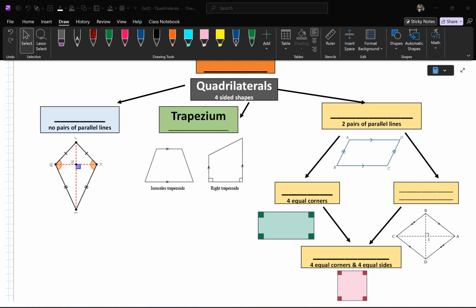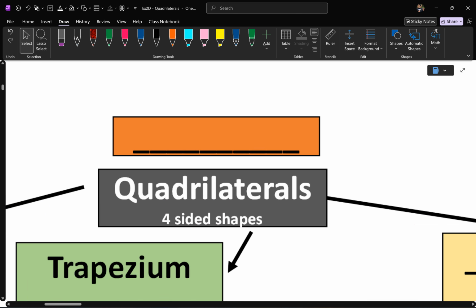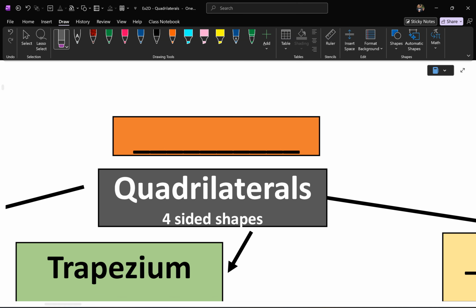So, exercise 2D, 2 skills that you need to be able to do. Skill number 1, you need to be able to identify the different shapes of the 4-sided shape. So, quadrilateral, you need to be able to tell the 7 different shapes there are for quadrilaterals. So, quadrilaterals fall under a topic which I want you to fill in. It is called Polygons.